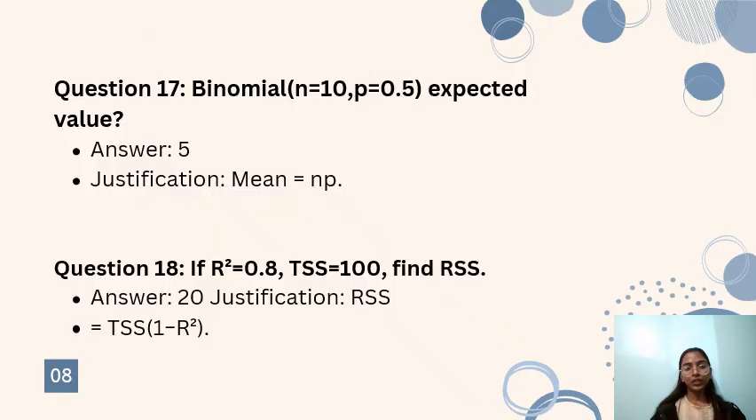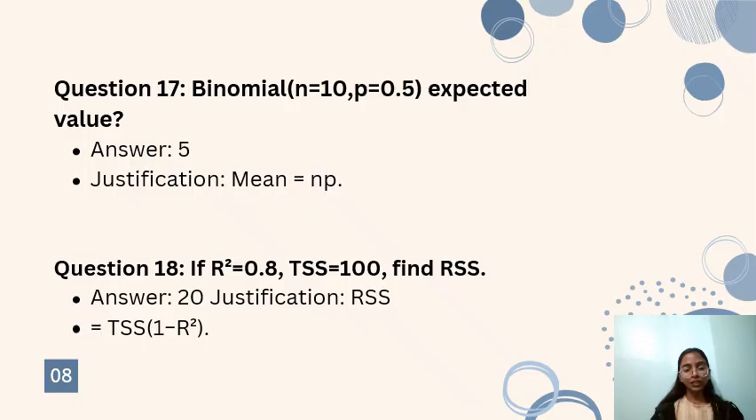Moving towards the next question, which is question number 17, where binomial n is equal to 10, p is equal to 0.5, expected value. Here we have to calculate the expected mean value by putting the values of n, which is equal to 10, and p, which is equal to 0.5. Mean of binomial distribution is equal to np. We have got the answer 5.